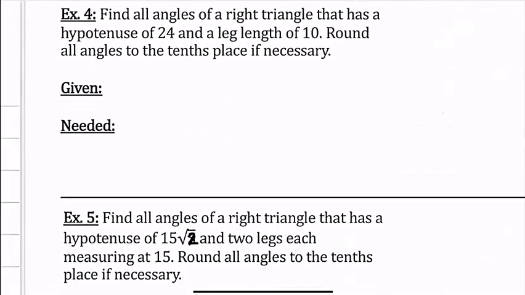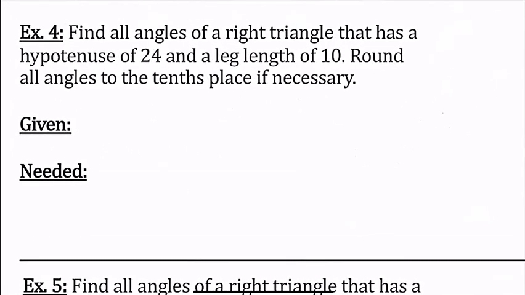Okay. So I'm going to go for number 4. You can try 5, and then we'll talk about it, and then you can try 6, and we'll talk about it. So number 4 says, find all angles of a right triangle that has a hypotenuse of 24 and a leg length of 10. Remember, the hypotenuse is always C. And then leg length could be A or B. I'm just going to call it A. And then round all angles to the 10th place if necessary.